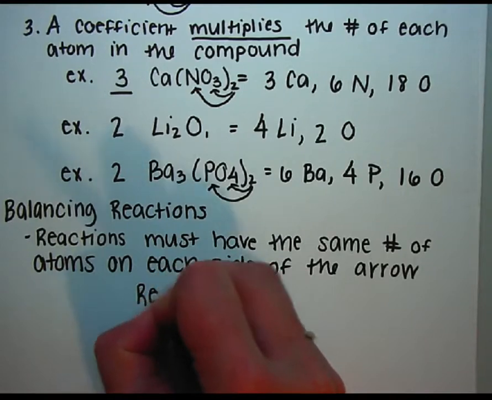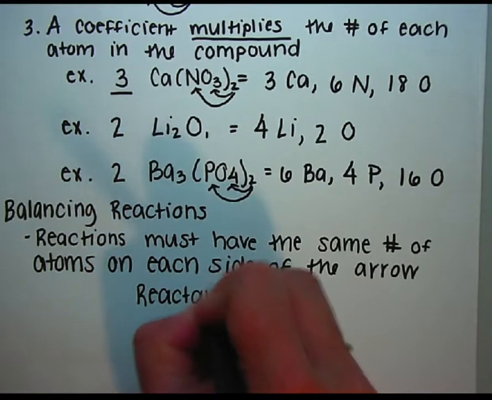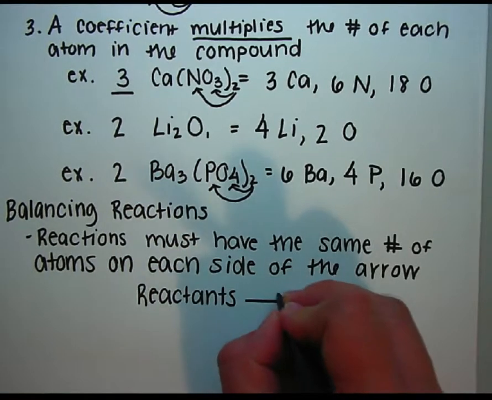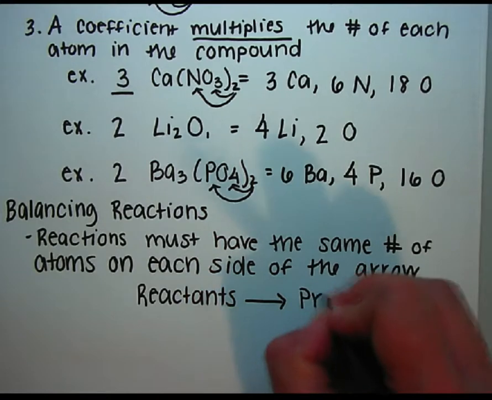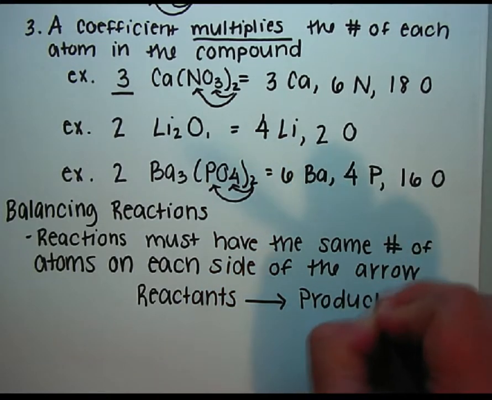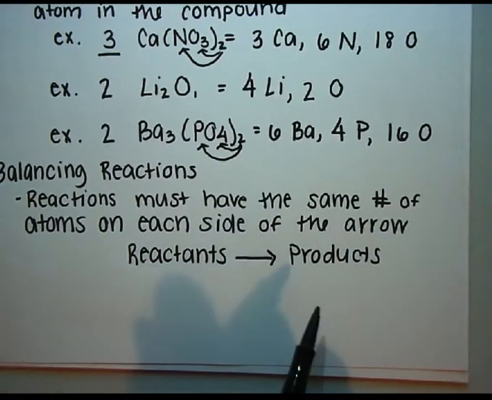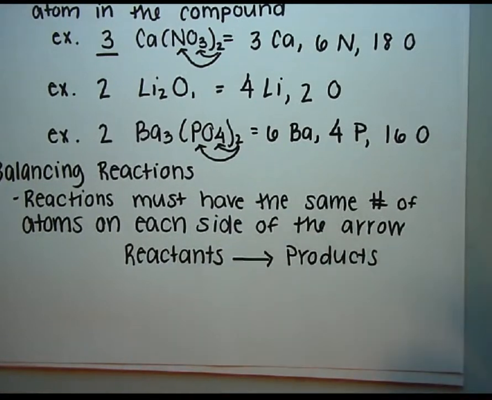When we have a reaction, the left side of the arrow are the reactants. We call the right side of the arrow the products. Think of it like a recipe. Let's say we're making cookies. The reactants are like your ingredients: the flour, the sugar, the eggs, the chocolate chips, the butter. What goes into our recipe is like the reactants, what goes into our reaction. The products are what comes out. Those would be your cookies, your final product.